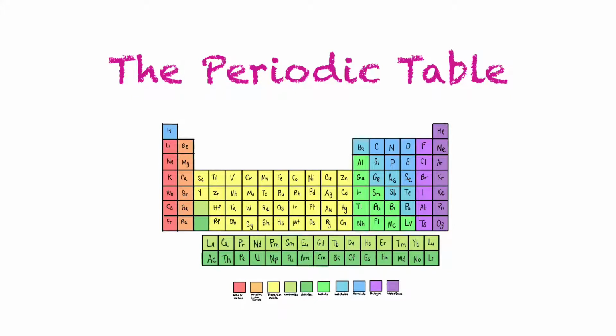In this video, we're going to learn about the periodic table. We'll learn about how the elements are arranged on the periodic table and how we can figure out what types of properties elements have based on where they're found on the periodic table. Now, fun fact about the periodic table.